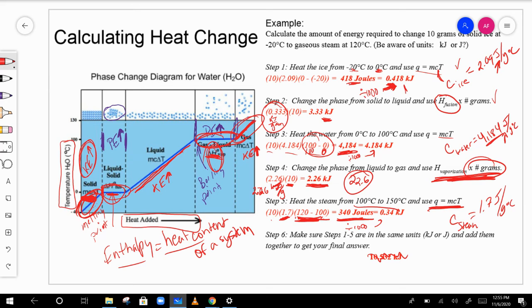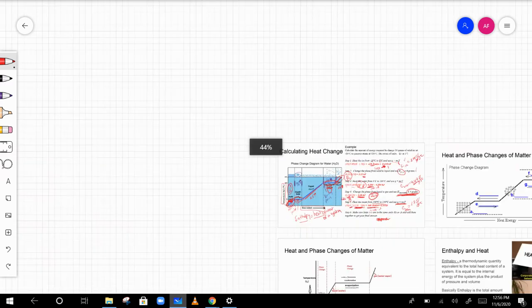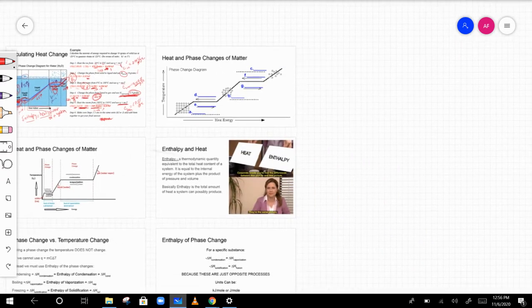And if you add that up, I don't know what you get exactly because I did it wrong. This should be 22.6, so that's wrong. So you would add all that up and you get an answer. Okay, so that's what we're going to go over. So let's look at this first.